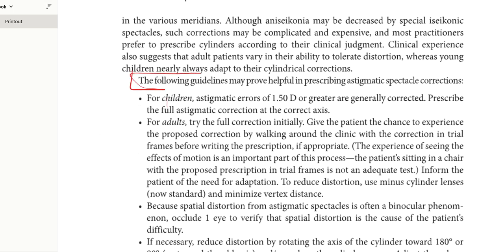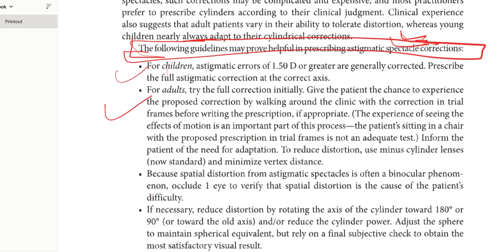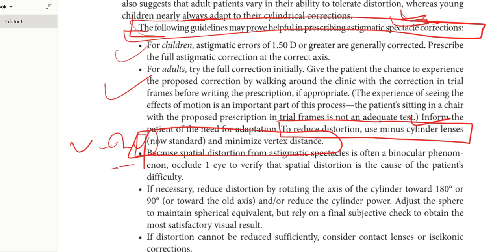The following guidelines may be helpful in prescribing astigmatic spectacle corrections. Function for adults, because of distortion, etc. This important point has come already in the exam. To reduce distortion, what you will do: use minus cylinder lenses and minimize the vertex distance. Very important point.